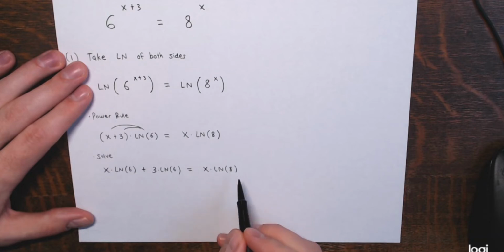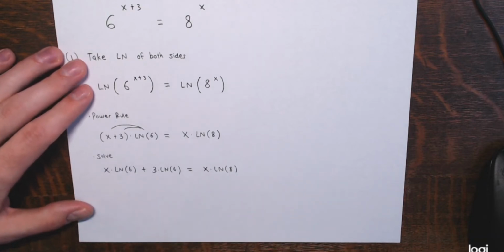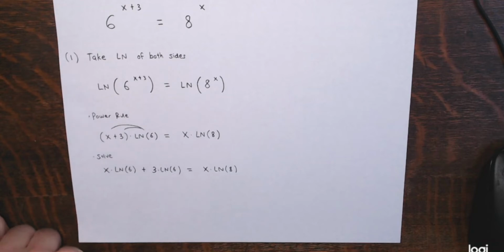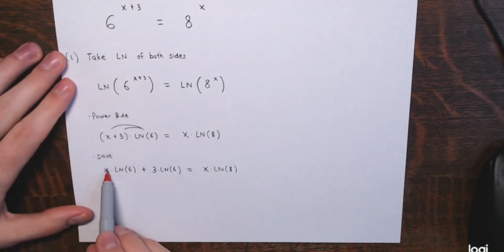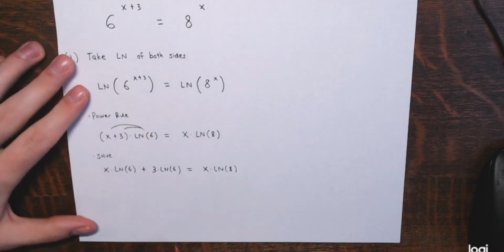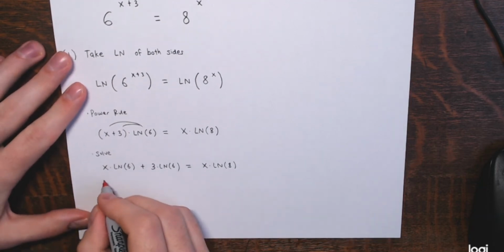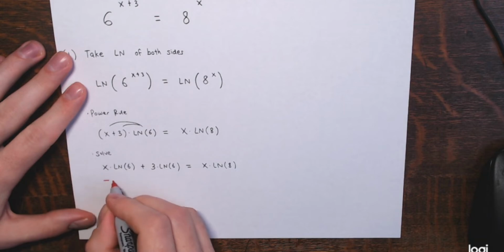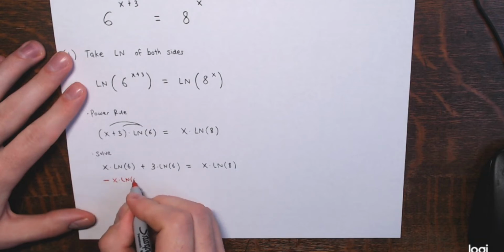And then I just take all the terms with x to one side, terms without x to the other. This is actually a linear equation in x. The highest power on x I'm seeing is x to the first. So I'm going to take away this x times the natural log of 6 from both sides.